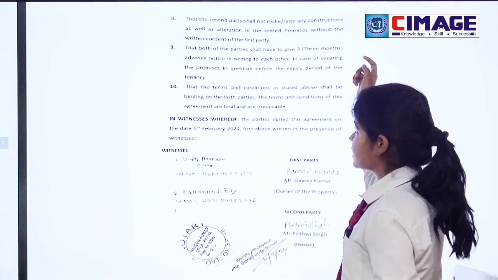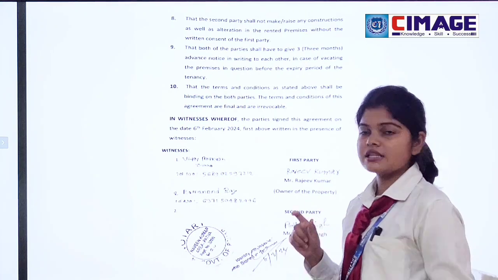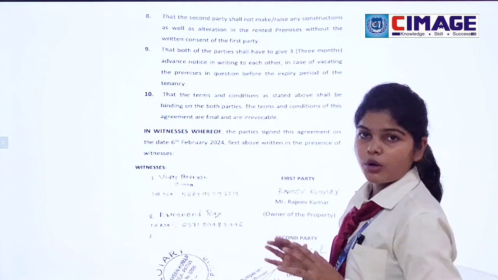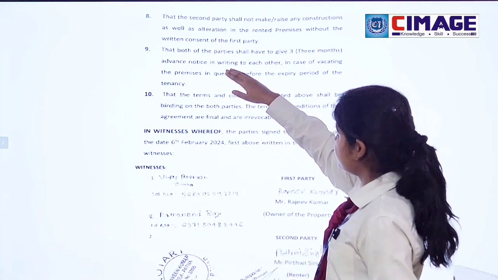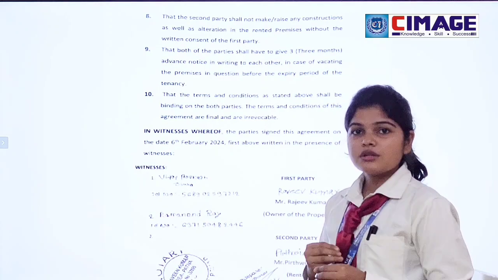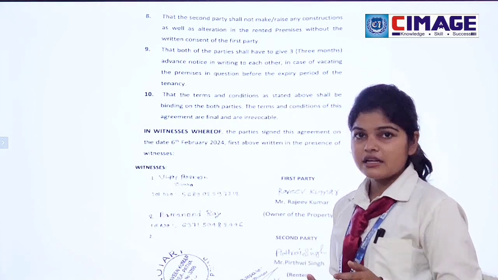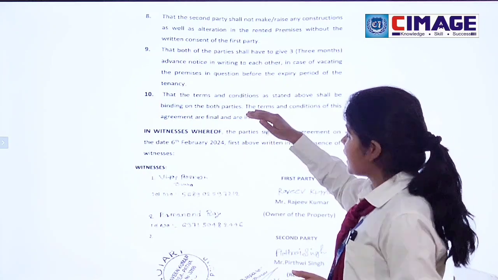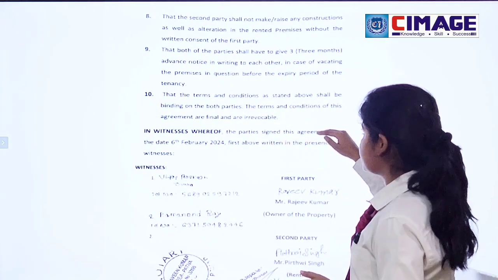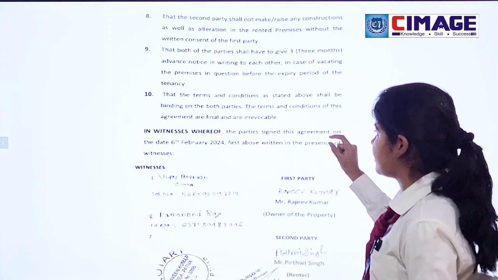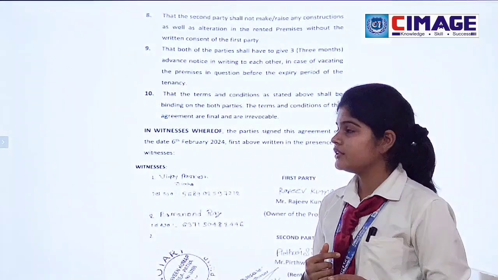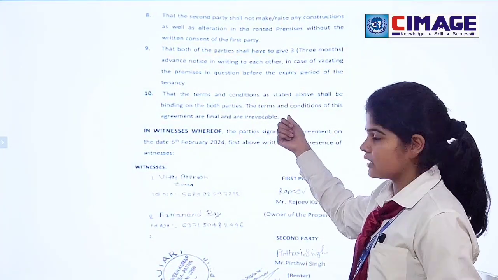not make any construction. The second party cannot do any infrastructure work or construction on this property which is leased to him. Both the parties have to give 3 months advance notice. Before taking any decision, both the parties will have to provide advance notice to each other. The last term and condition is that what is stated above shall be binding on both the parties. The terms and conditions of this agreement are final and irreversible. Both the parties cannot get out of this agreement without following all these terms and conditions.